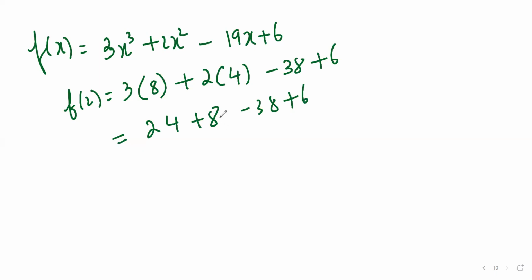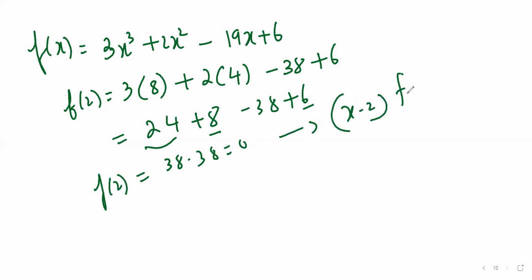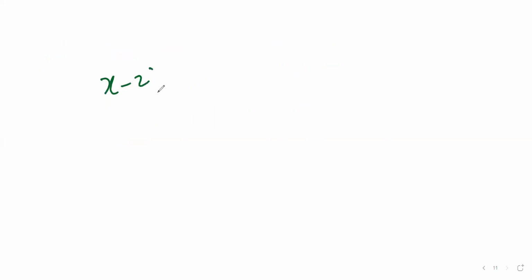So 8 plus 6 is 14. So 24 plus 14 will give me 38, right? Yes, it is 0. So f of 2 is 0. Since f of 2 is 0, it means x minus 2 is a factor. So now the next thing is I have to decompose this further. So x minus 2 is a factor.